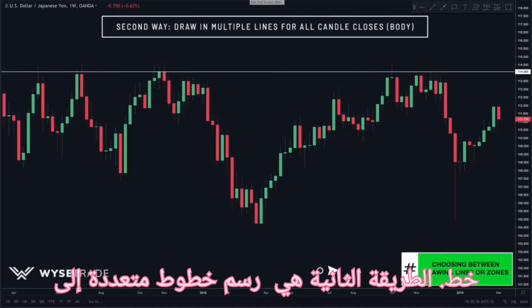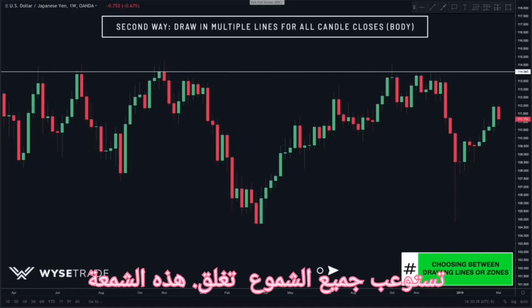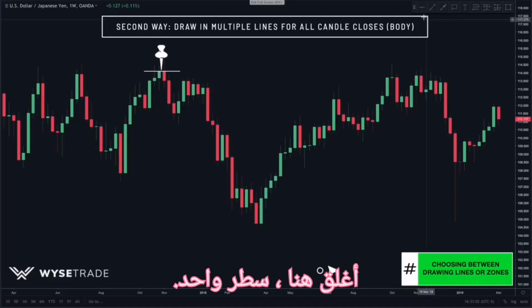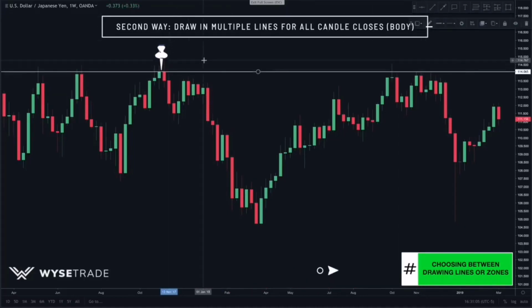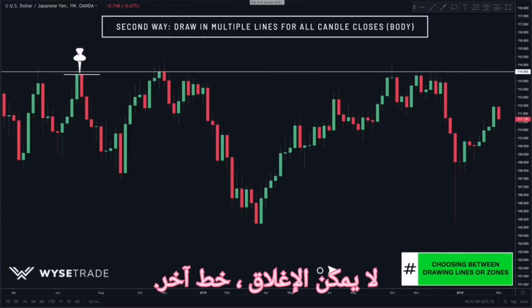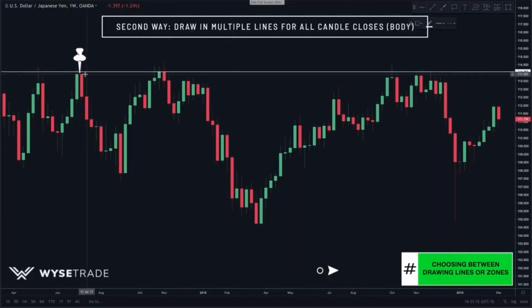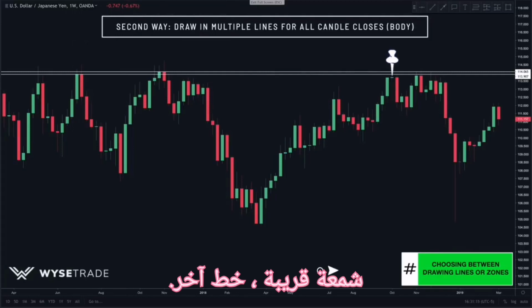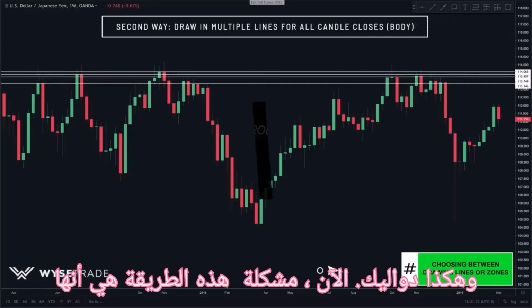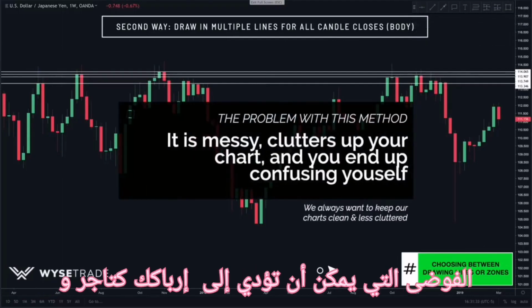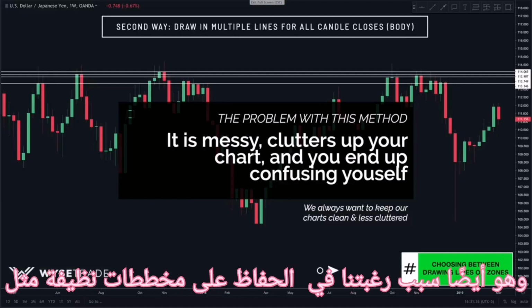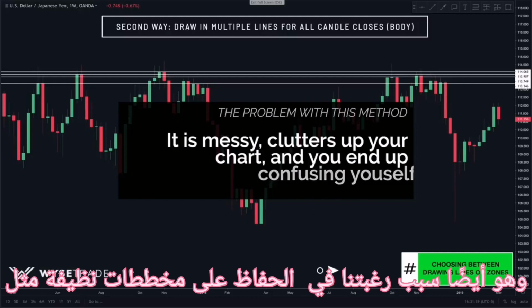The second way would be to draw in multiple lines to accommodate for all the candle closes. So you have this candle close here, 1 line. Candle close, another line. Candle close, another line. Candle close, another line. And so forth. Now, the problem with this method is that it is messy, which can end up confusing you as a trader, and is also why we always want to keep our charts as clean as possible.